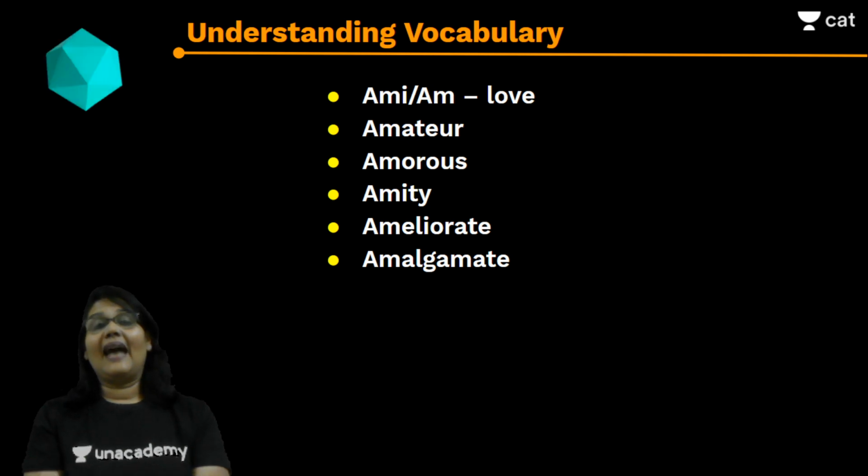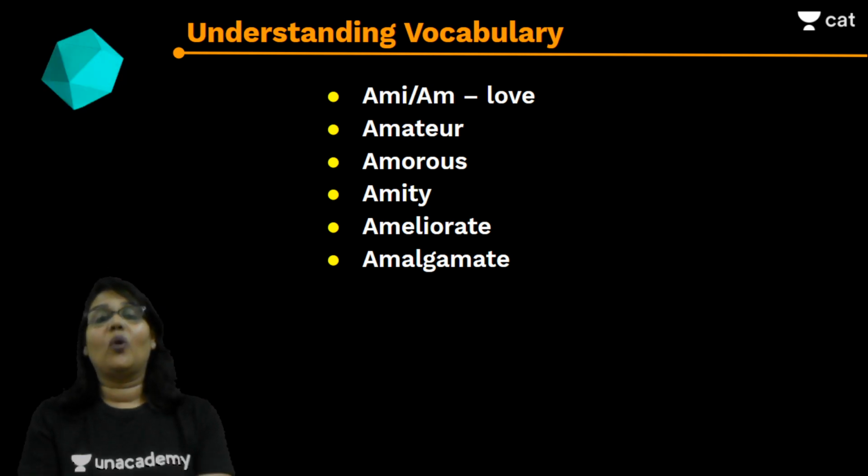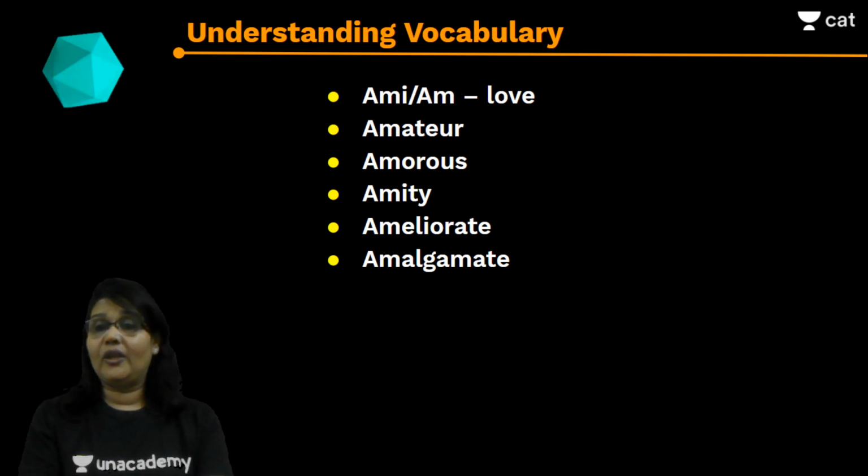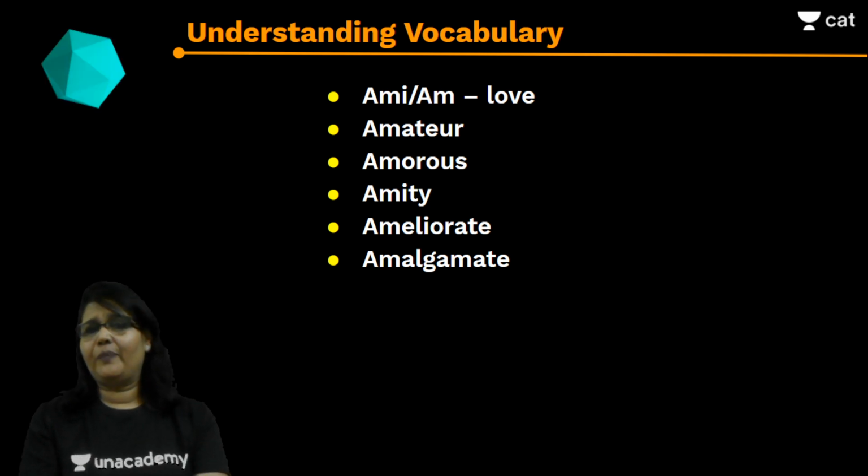Guys, another thing, I will be including a whole lot of new words when I am doing the root words. This is for you to get comfortable with these words because they are all very commonly used in the CAT exam. Okay? So, see, you will find a new word here, ameliorate. Ameliorate means improve. So, if you want a relationship to improve, how do you do it? You do it only by love, right?